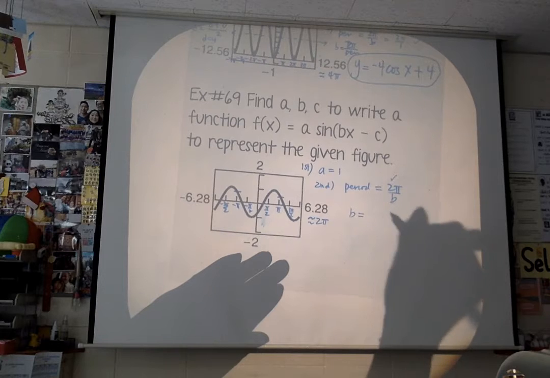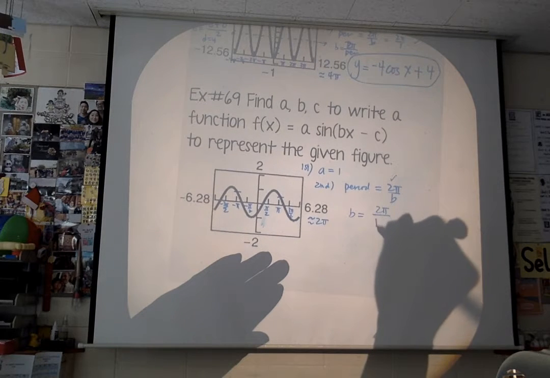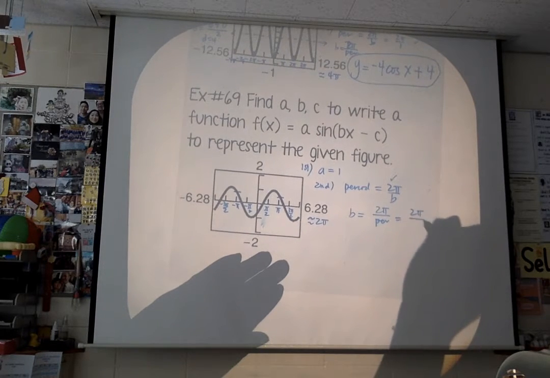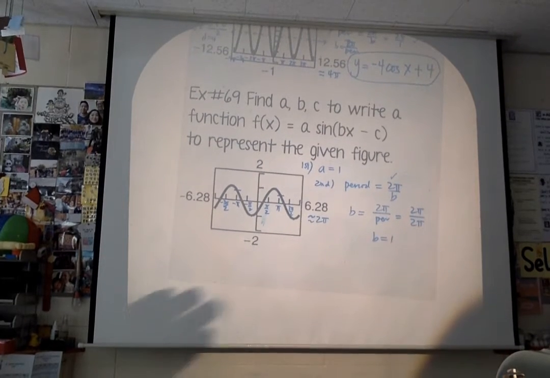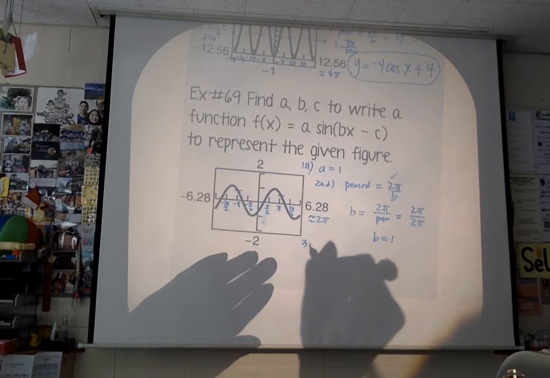So we need to calculate b. B is 2 pi over our period. What's our period? 2 pi. So our b must be 1. Okay? Our b is equal to 1. Let's go to the third step.